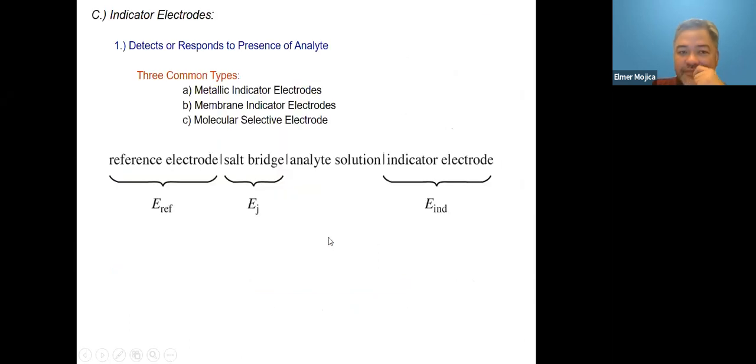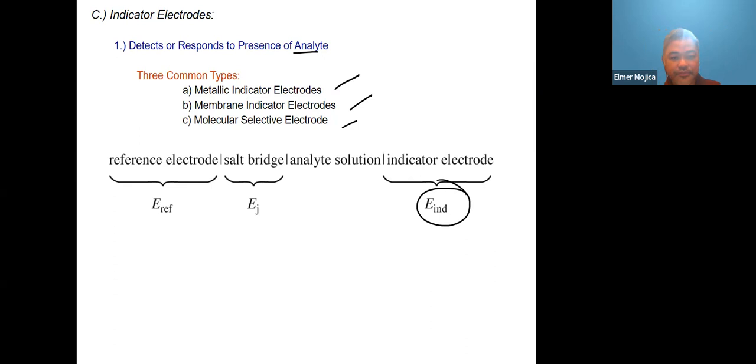Okay. Now, in terms of the indicator electrodes, you use it to detect or respond to the presence of the analyte. And this is the one that you have on this side, the right side of the cell's notation. So there are three common types. We have these metallic indicator electrodes, the membrane indicator electrodes, and the molecular selective electrode.